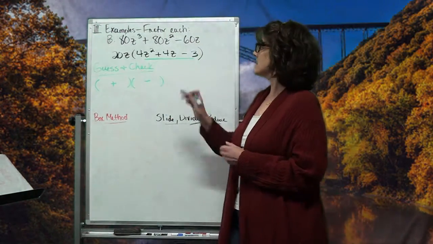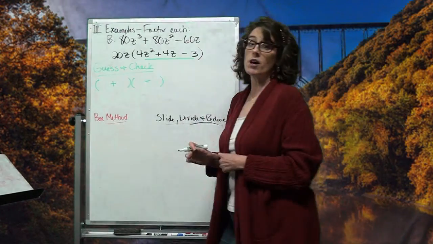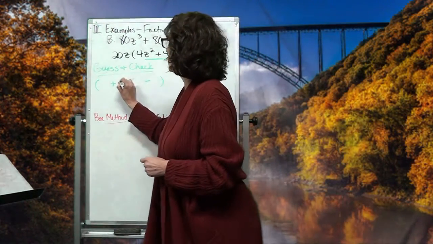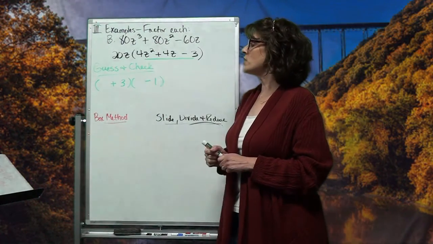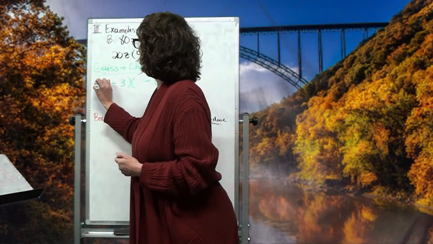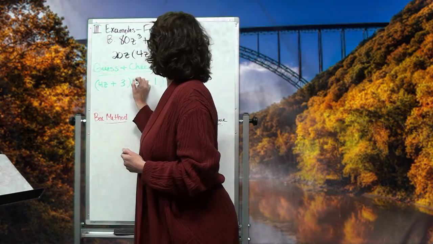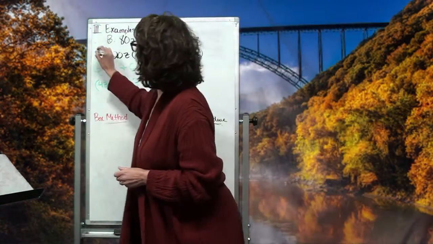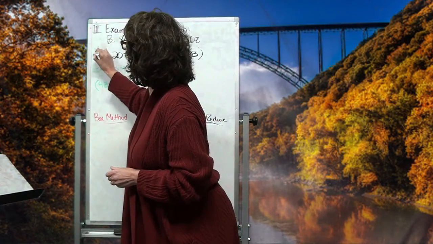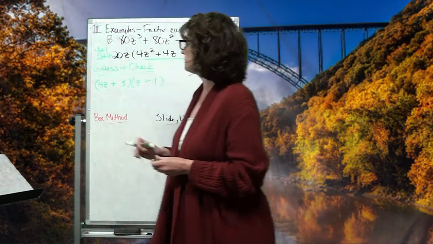The nice thing is splitting this 3 into these two slots, there's only one way to do it, a 3 and a 1. Not that much guesswork going on here. But this 4z squared could split up as a 4z and a 1z, or it could split up as a 2z and a 2z. So I'll try the 4 and the 1 first, and if that doesn't work, I'll try the 2 and the 2.